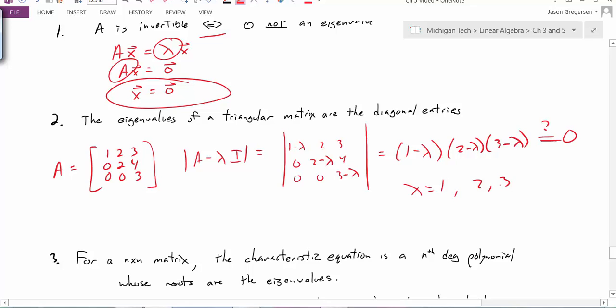And so we can see that even if this is a larger matrix, as general n by n, that if it's upper triangular, the determinant will be calculated just in this way, just by taking the product of those diagonal entries. So those values will be the roots.